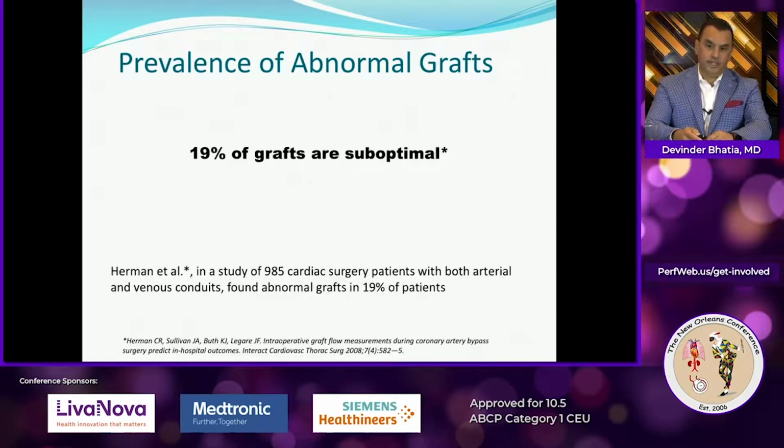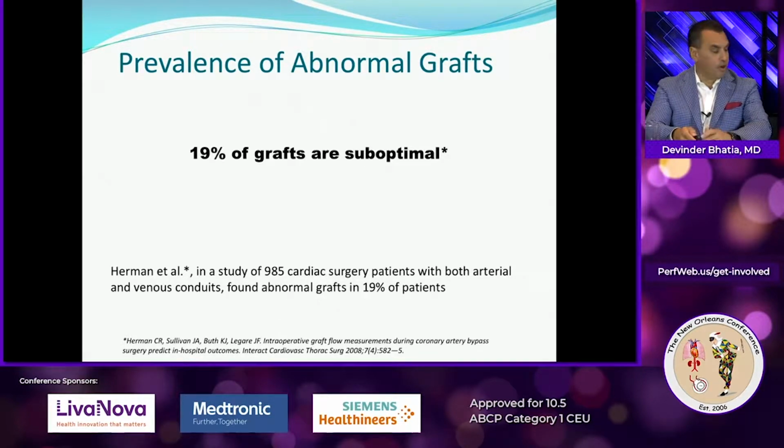Here's an interesting number. Almost 20% of bypass grafts that are put on coronary arteries during open heart surgery are suboptimal. Wow. Almost 20%, that's 1 in 5. And that was in a study by Herman. Almost 1,000 cardiac surgery patients that underwent arterial and venous bypasses, they found some sort of abnormal grafts in almost 20% of the patients. Now, that's 1 in 5. I don't know any surgeon that would really accept that knowingly.